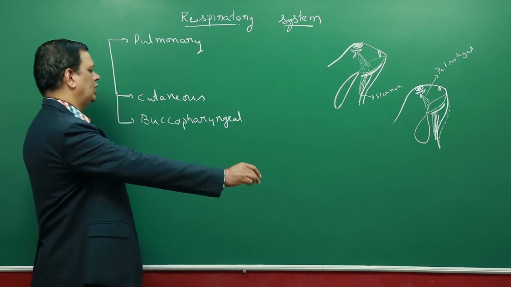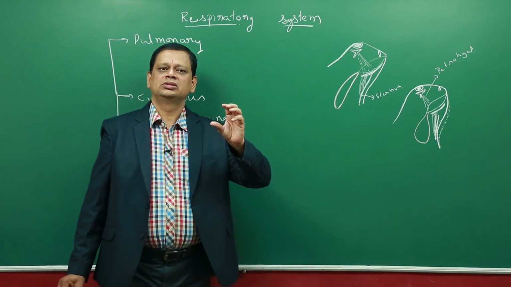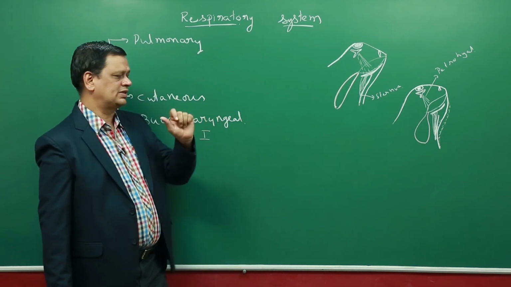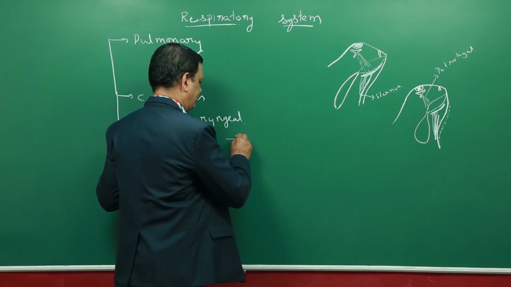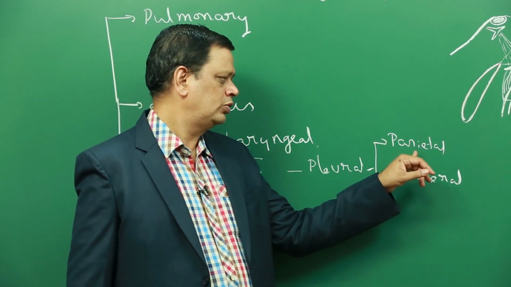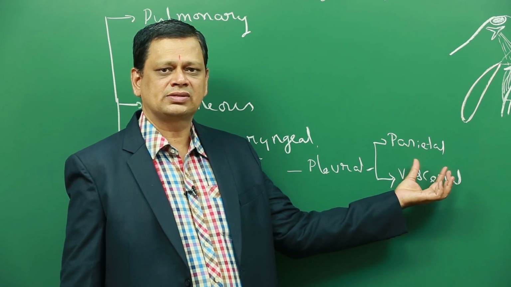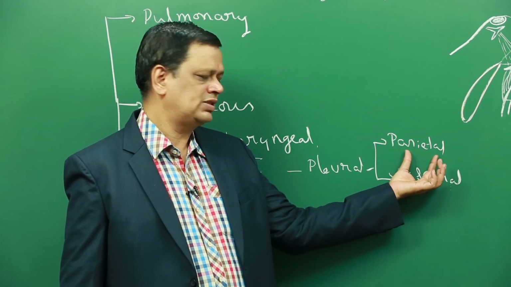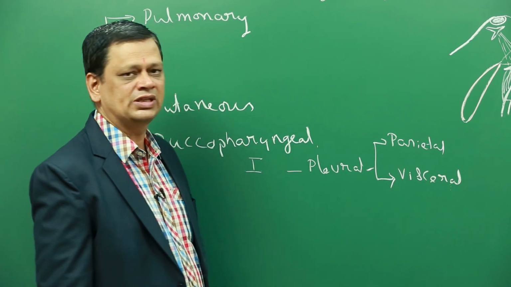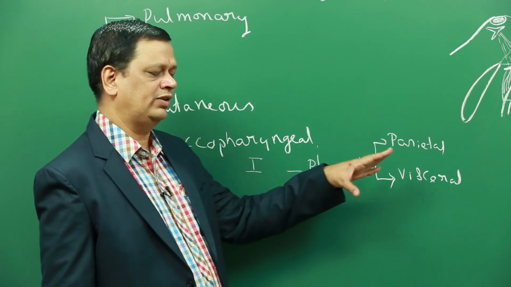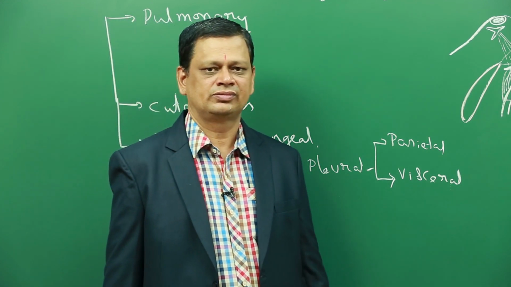Coming to the first one, pulmonary respiration. Lungs are spongy, flexible structures covered by a double-layered peritoneum, that is, pleural layers, parietal and visceral. The outer layer is parietal, the outer pleural membrane, and the inner pleural membrane is visceral. There is a slight fluid in between them, so there is a frictionless movement for the lungs.